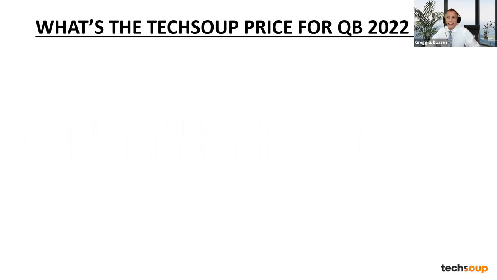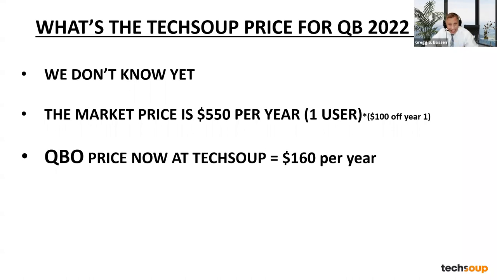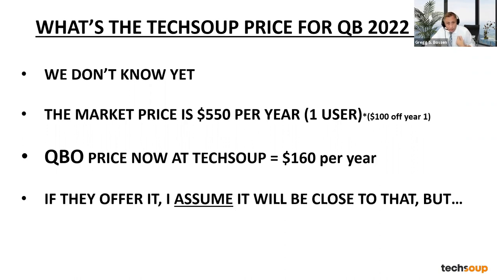Now, what I want to know is what the TechSoup price is going to be for QuickBooks 22 Plus. And the answer is nobody knows. We don't know yet. They're still trying to figure it out. Now, the market price, the price that everybody else pays, not the nonprofits getting it from TechSoup, is $550 per year for one user license. You get $100 off the first year, so that's $450. That's not what nonprofits are going to be paying, hopefully. QuickBooks Online right now, which you can get through TechSoup, is only $160 a year for QuickBooks Online Advanced. So my assumption is that if they are going to offer QuickBooks Desktop 2022 on TechSoup's page, their annual subscription price will be close to $160 a year.